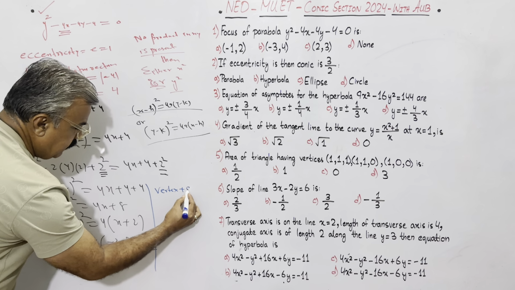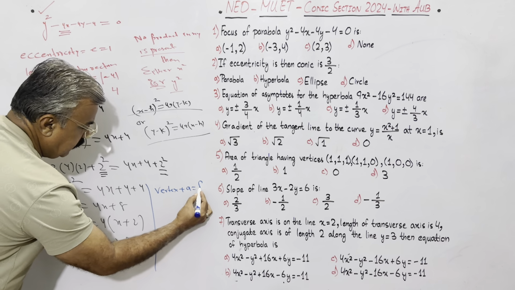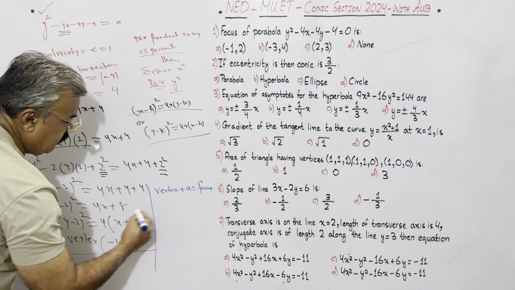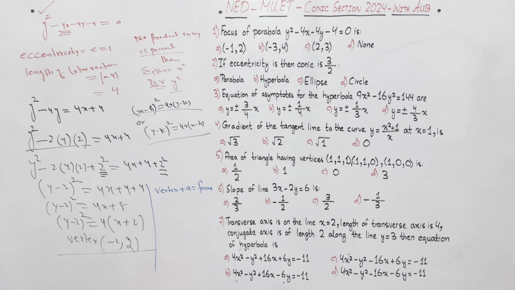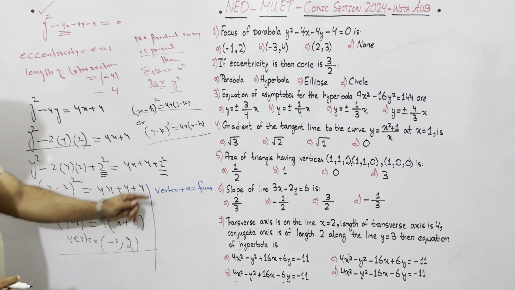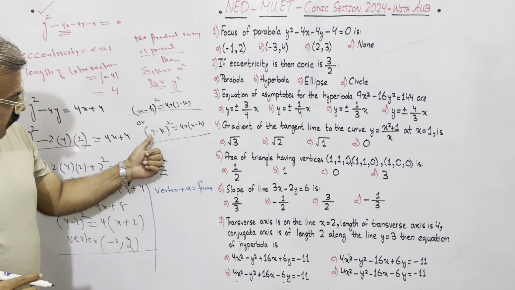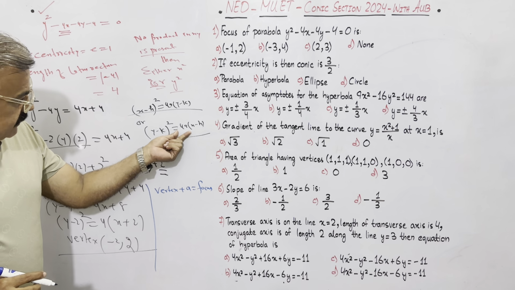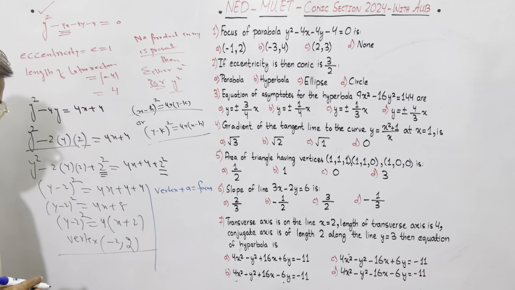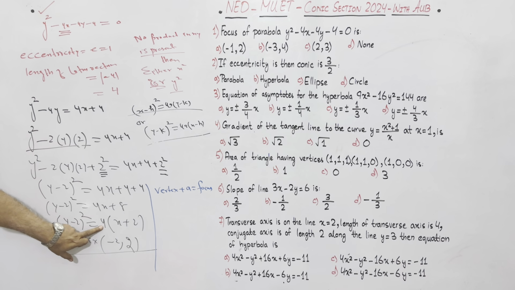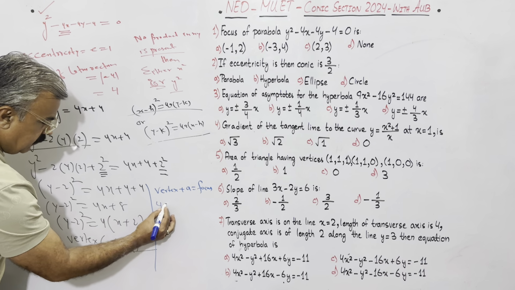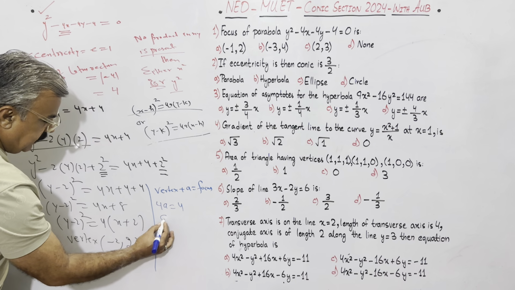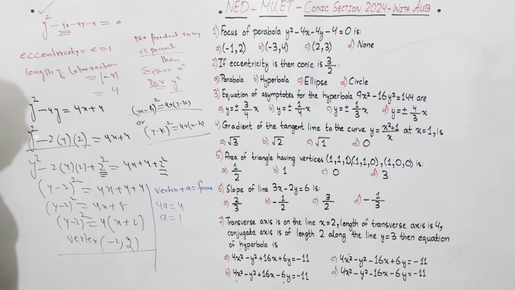Add a to the vertex, we get the focus. Vertex plus a. What is a? How to hunt down a? If y has a square, whatever is the coefficient of x minus h, it's equal to 4a. In that case 4a is equal to 4. It gives a is equal to 1.